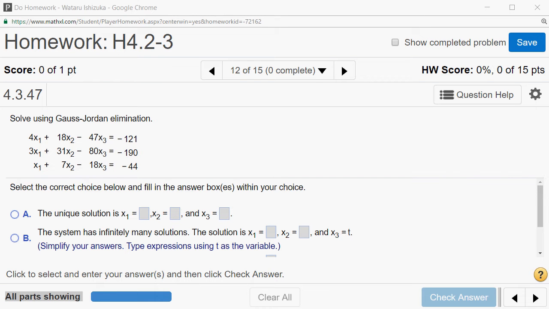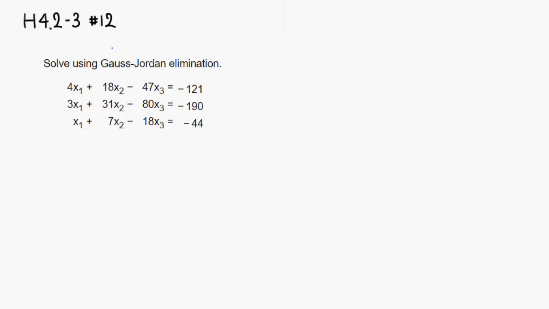Alright, let's look at homework 4.2, 4.3, problem number 12. Let's use Gauss-Jordan elimination to solve this system of linear equations. Alright, so let's do that.